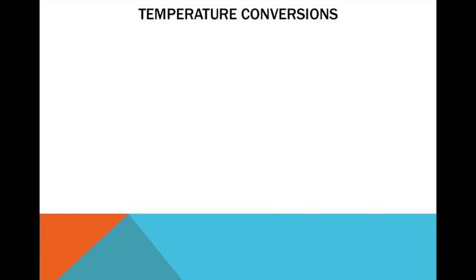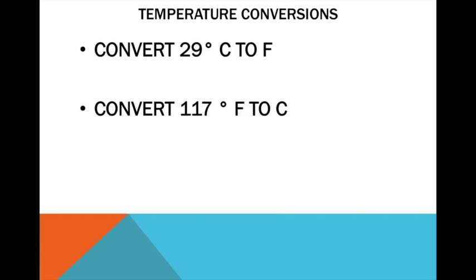So the next part is going to be temperature conversions. Let's convert 29 degrees Celsius to Fahrenheit. Let's go ahead and put both those questions up first. And then once you're done with that, convert 117 degrees Fahrenheit to Celsius. So when converting 29 Celsius to Fahrenheit, that's going to be 84.2 degrees Fahrenheit. When you convert 117 degrees Fahrenheit to Celsius, that's going to be 47.2 degrees Celsius.